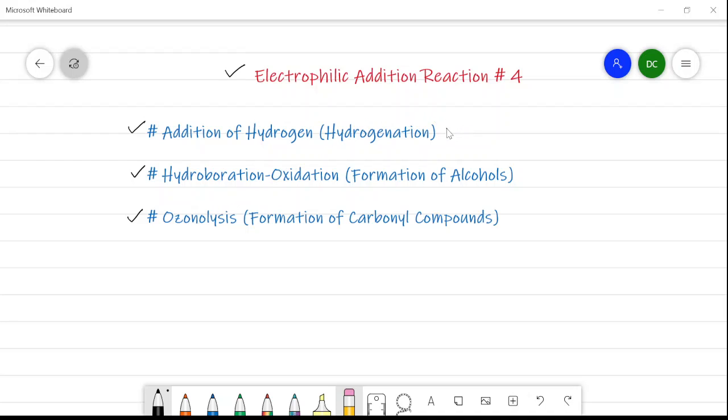The hydrogenation process involves a specific type of mechanism. Hydroboration oxidation involves the formation of alcohol via anti-Markovnikov addition, whereas ozonolysis gives a carbonyl compound, and ozonolysis is used to identify the position of the double bond in an alkene as well as in a natural product. Now we will see the first point, that is addition of hydrogen, or hydrogenation.